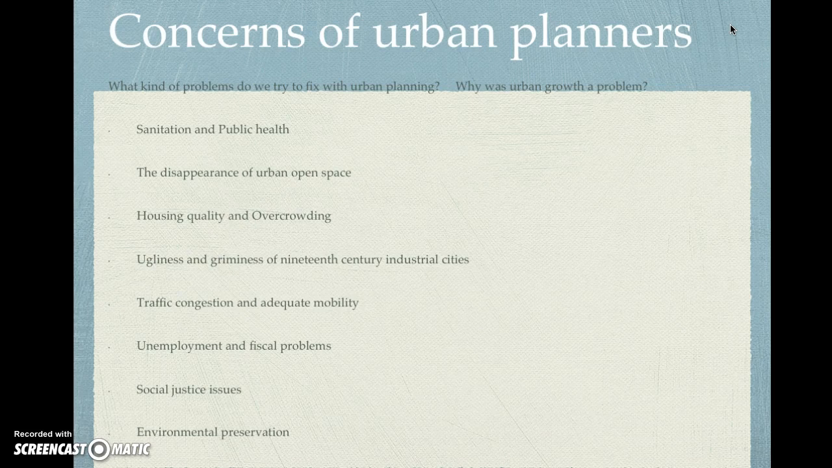Traffic congestion and adequate mobility. Everything became congested around the ports, around the rail lines, just congestion. We've talked a lot about this, the concentration of the population. Employment and fiscal problems, unemployment, I should say, and fiscal problems, these are always a concern for cities. Social justice issues, we'll talk a lot about that throughout the semester, and then environmental preservation.